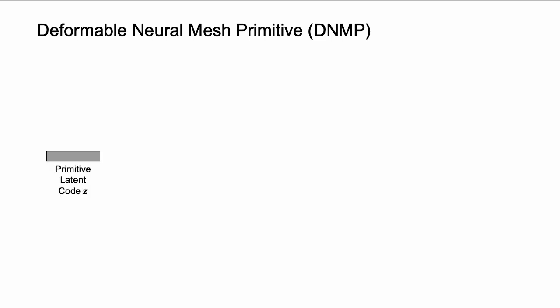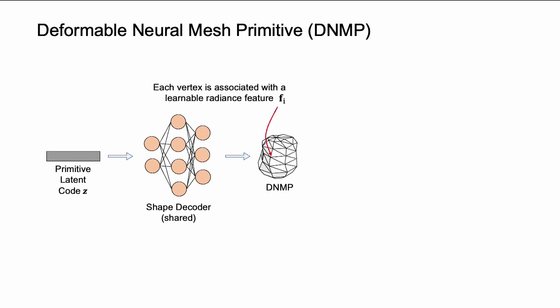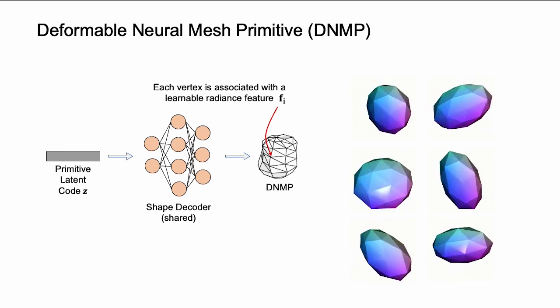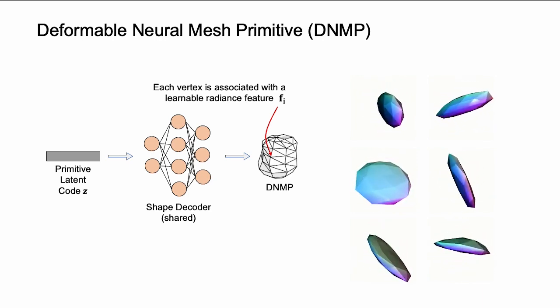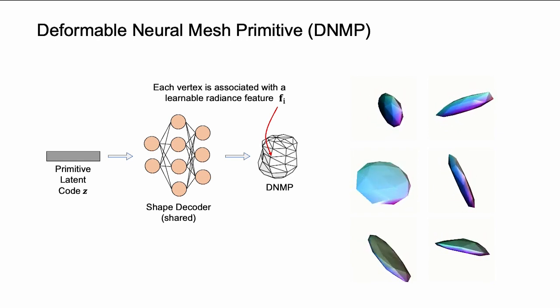Given a compact primitive latent code Z from a learnt latent space, we adopt a pre-trained shape decoder to decode Z to a DNMP, an enclosed mesh with associated learnable vertex radiance features. By optimizing the latent codes, DNMPs can be deformed into various basic shapes, which can be used to compose scene structures. To represent the entire scene, we first voxelize the patchy point cloud reconstruction.